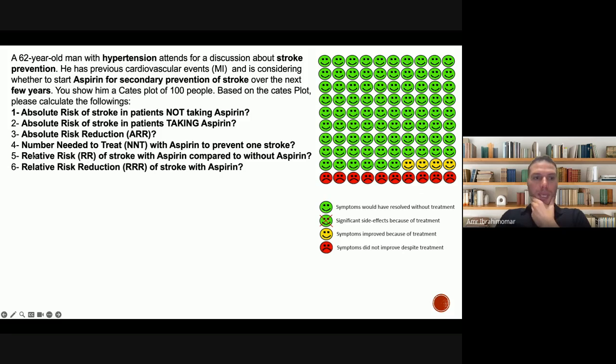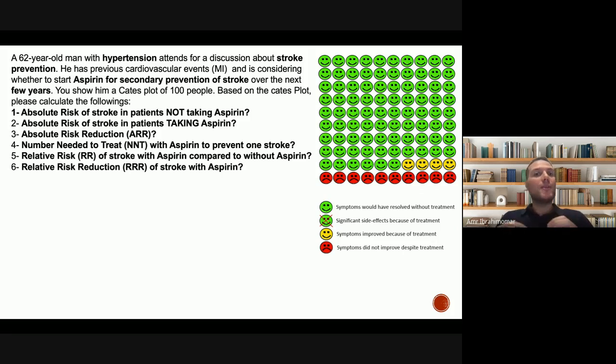Number needed to treat, okay. So we calculated 1, 2, 3, 4. Let's go to the relative risk of a stroke with aspirin compared without aspirin. You remember? For absolute risk reduction, we are getting the difference between the two absolute risks. Relative risk, you divide the intervention over the non-intervention or control. So it will be 10 divided by 14.